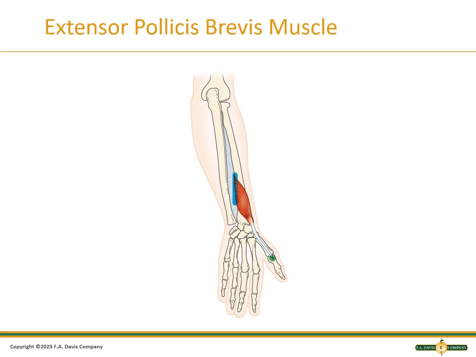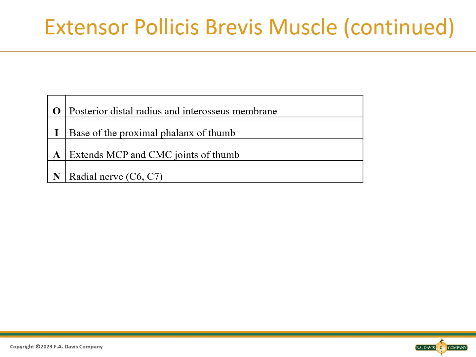Extensor pollicis brevis. So this is going to extend the thumb, and it's going to be the shorter version. Extensor pollicis brevis originates on the posterior distal radius and interosseous membrane to insert on the base of the proximal phalanx of the thumb, so that it's going to extend the MCP and CMC joints of the thumb. Being that it is an extensor muscle, that tells us it's on the posterior aspect, and so it's going to be innervated by the radial nerve.